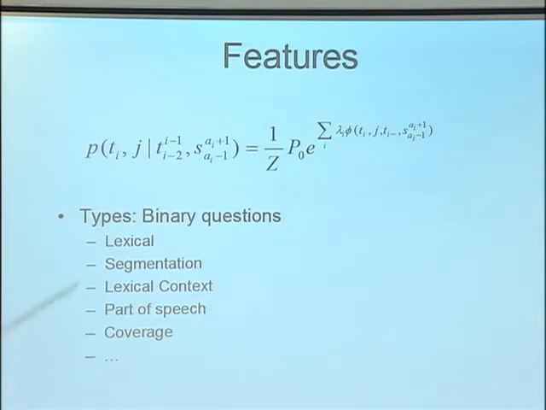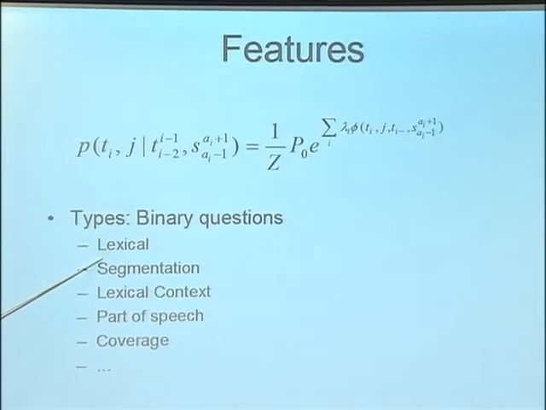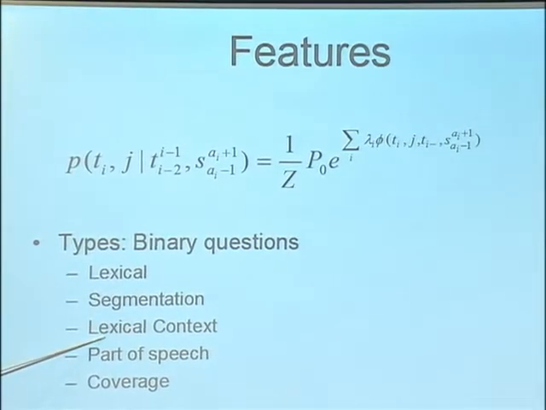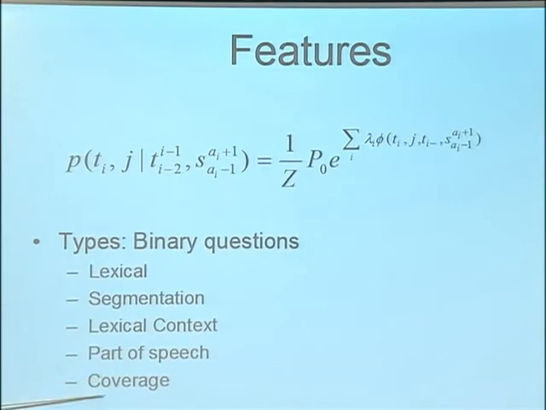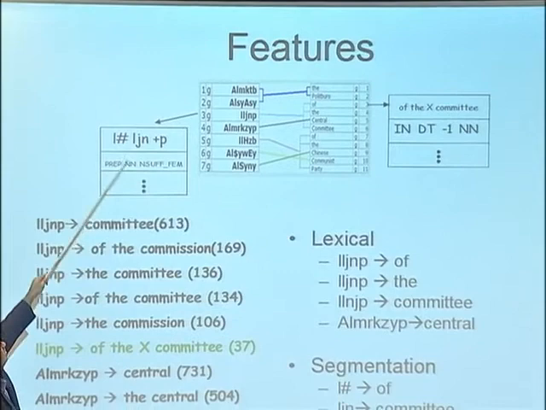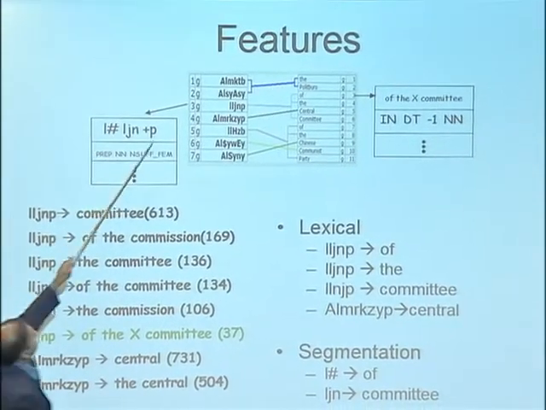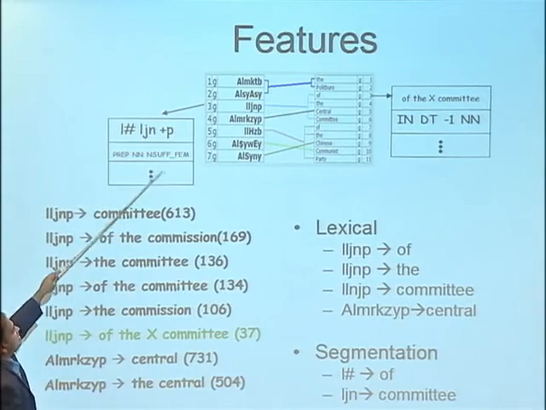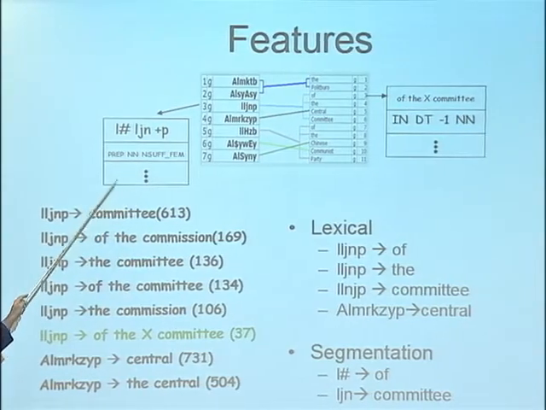Okay, so the features are all binary questions. They're heavily lexicalized. They'll ask questions about the segmentation, the lexical context of this production, the part of speech, the coverage, and so on. I have a couple of things that I can tell you I'm working on now. Like I said, in our phrase table, we have all of this information: the source word, the source segmentation, the source part of speech, and anything else that you could decorate about the source.